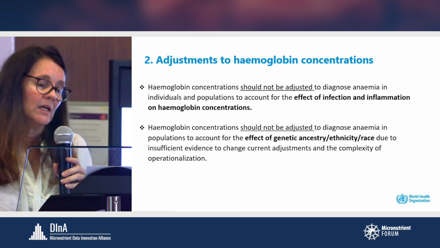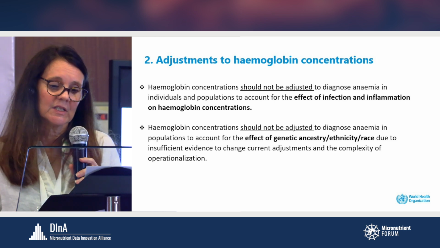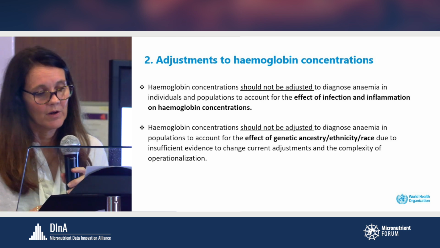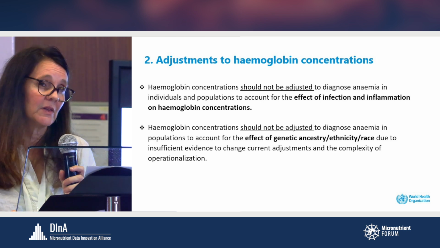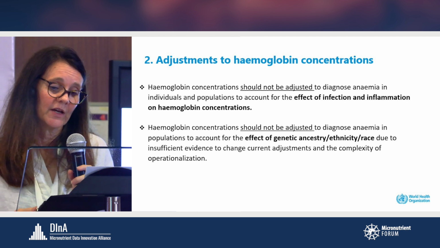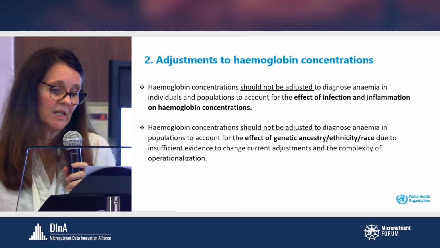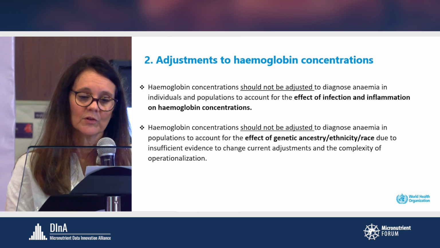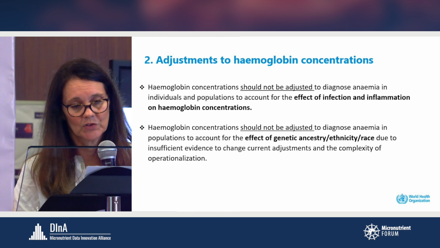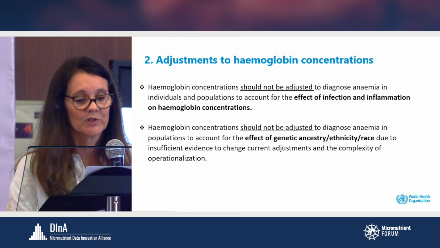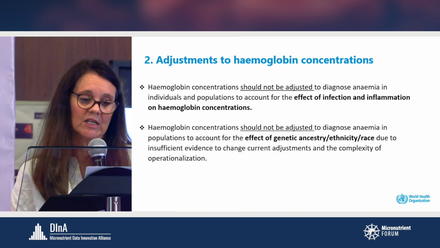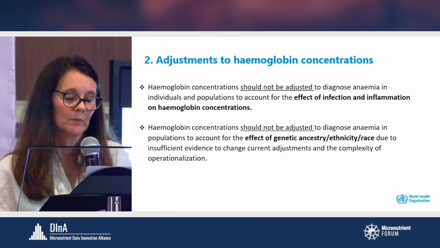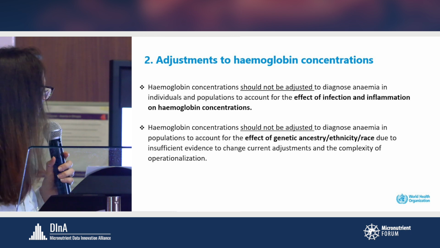And likewise, we know that there are some observed differences in hemoglobin across age and population groups for apparently healthy populations, and some of these differences may reflect some of the changes in the genes related to hemoglobin production and or other aspects of red blood cell production or function. However, at this time, there is insufficient evidence to suggest that any adjustments based on genetic ancestry, ethnicity, or race were needed.